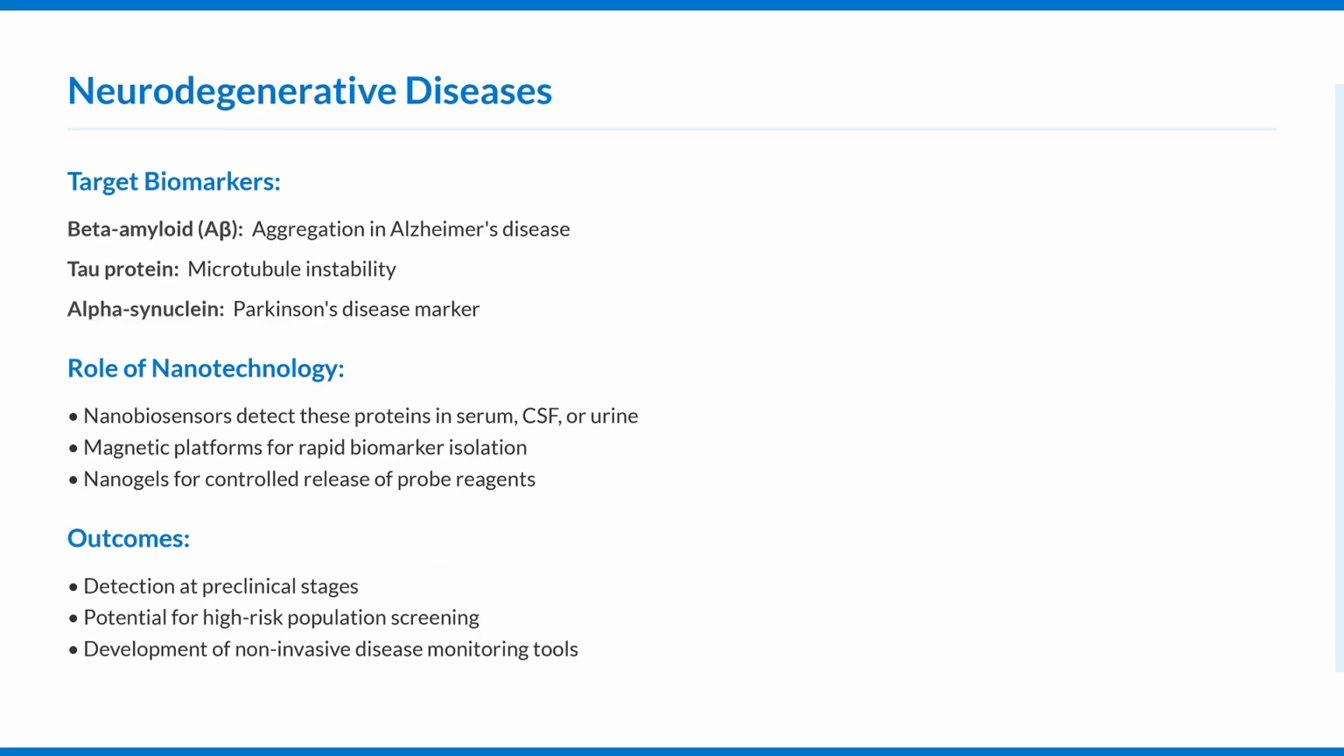Neurodegenerative diseases. Target biomarkers: beta-amyloid (A-beta) aggregation in Alzheimer's disease, tau protein (microtubule instability), alpha-synuclein, a Parkinson's disease marker. Role of nanotechnology: nanobiosensors detect these proteins in serum, CSF, or urine. Magnetic platforms for rapid biomarker isolation. Nanogels for controlled release of reagents. Outcomes: detection at preclinical stages, potential for high-risk population screening, development of non-invasive disease monitoring tools.